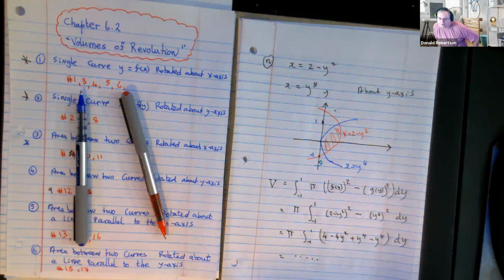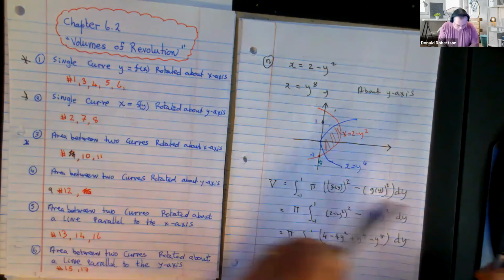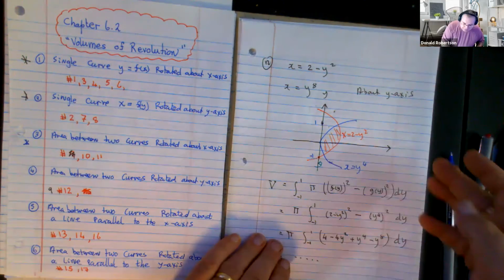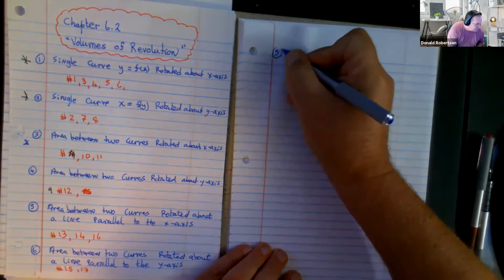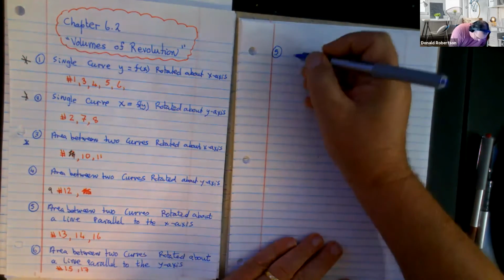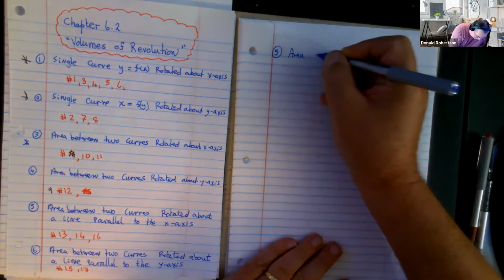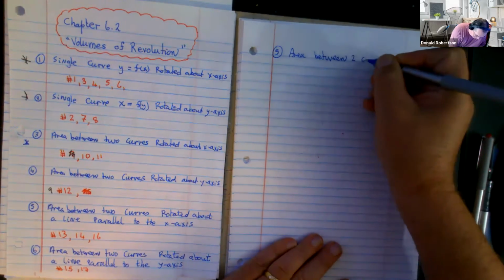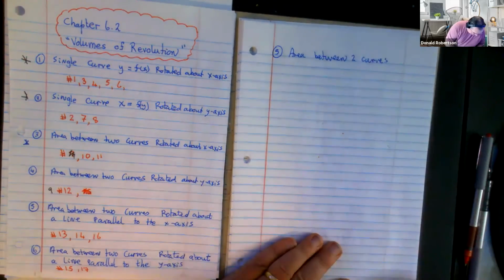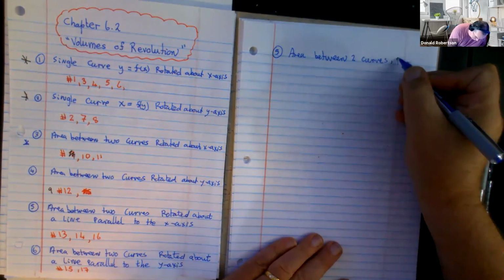Any questions about rotating about the y-axis then? Last chance? Okay. Now, area, this is number 5, almost there. Number 5, the area between two curves. We've done that, but here's the change.